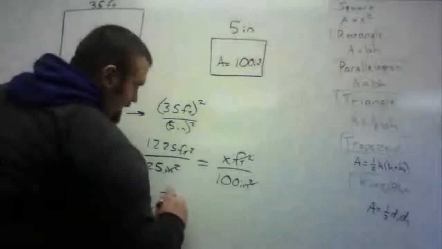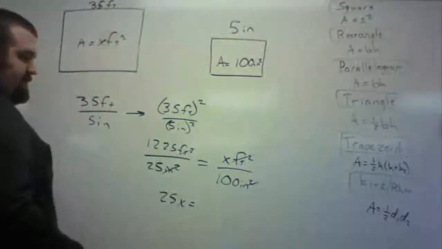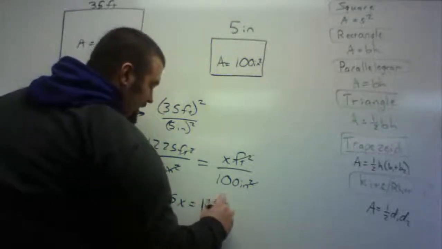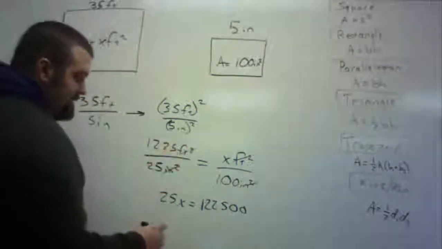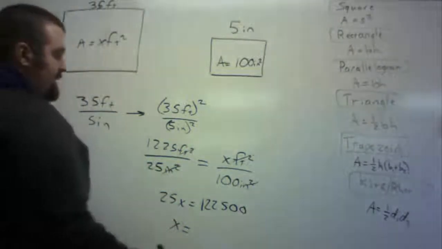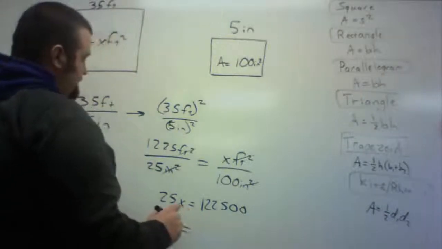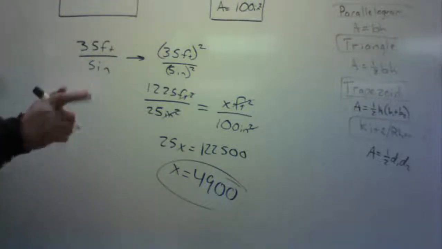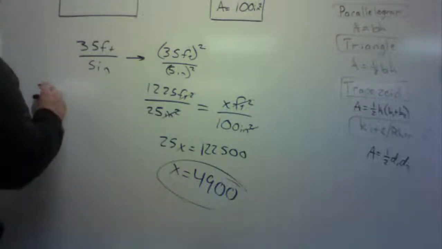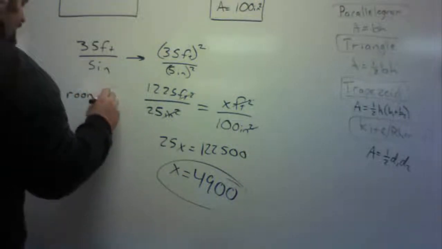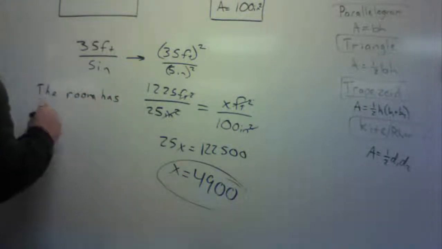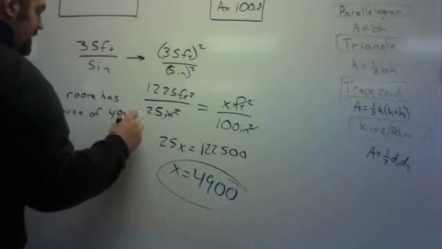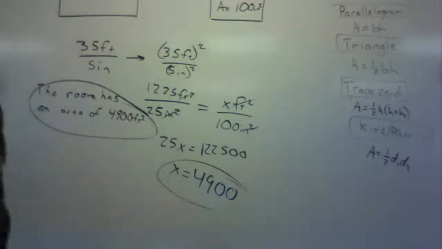Solve proportion. 25 times x equals 1,225 times 100, or 122,500. Divide both sides by 25, and you should not be surprised to find 4,900. But that wouldn't be my area, because I'm looking for the actual area of the room. The room has an area of 4,900 feet squared. And there we go.